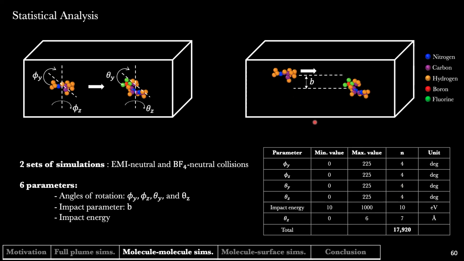And since the byproducts of the collisions depend on how the projectile lands on the target, we do a statistical analysis by rotating the two molecules. We define these parameters, phi y and phi z, and theta y and theta z. And we also define this parameter, the impact parameter, that is the distance between the two centers of mass of the projectile and the target. And we vary these parameters to do a statistical analysis. And we also vary the impact energy between 10 and 1000 eV. And the total number of simulations that we get is about 18,000 simulations.